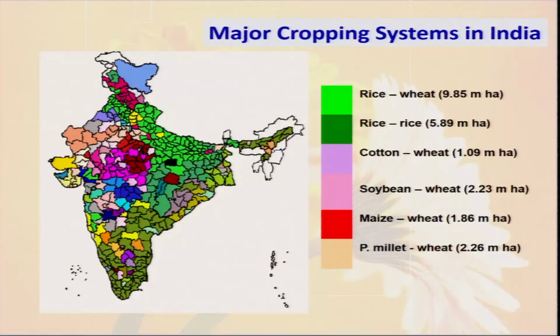If we look at the major cropping systems of India, there are different cropping systems. The rice-wheat cropping system covers the majority of the area, 9.85 million hectare, followed by rice-rice, which is 5.89 million hectare, and cotton-wheat, 1.9 million hectare. Most of our cropping system area is covered by cereal cropping systems, either rice-rice or rice-wheat. Both these crops, rice and wheat, are very high yielding crops.